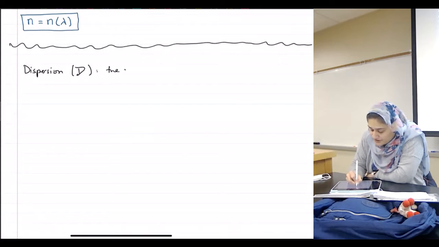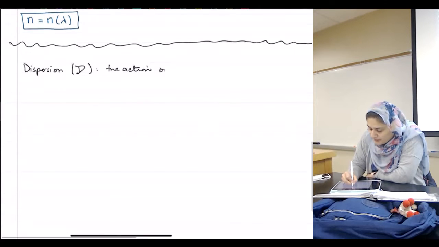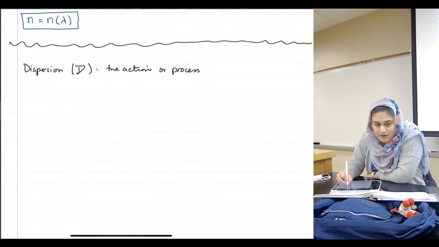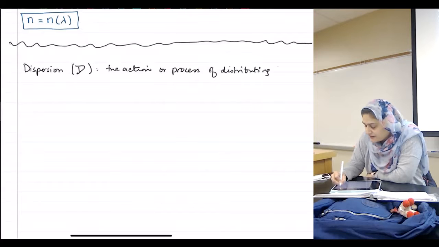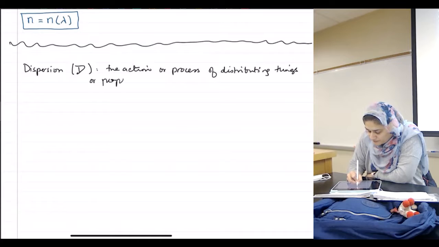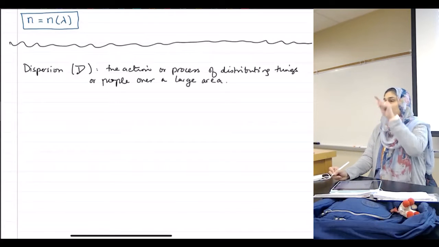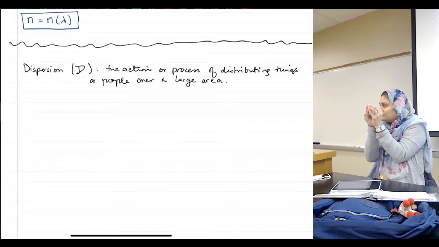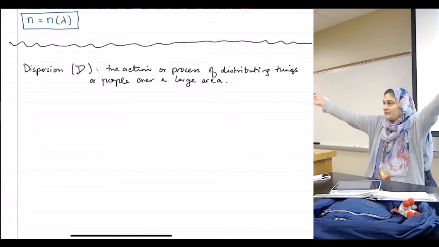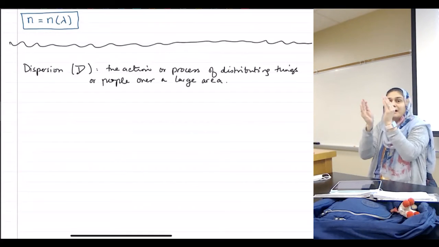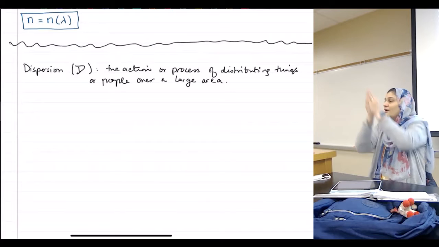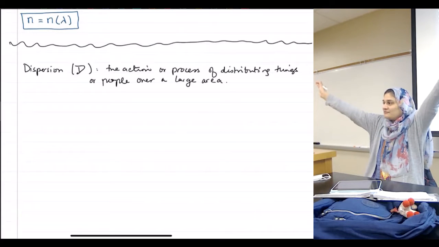As the action or process of distributing things or people over a large area. So if you have a group of people that are together, how do you separate them into a larger area? So think of light, white light, as a group of lights together. How do you make them go dispersed out?